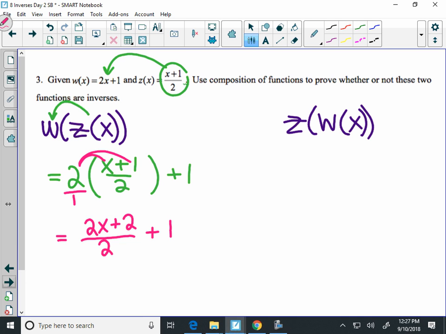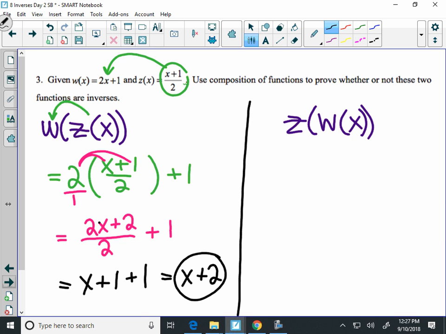Well, what happens next? You can divide it up. What's 2x over 2? X. What's 2 over 2? 1, and then I have another plus 1. Well, what do I end up getting as a result? X plus 2. All right, so right now you probably have an idea. Does it seem that these are inverses? No. It would be no, probably, because we should get an x here. But you should show the other one, because that's the only way to prove and to make sure that you didn't make a mistake. Because what if you get x over here, then you kind of have to figure out if you made a mistake somewhere. So let's try this composition.